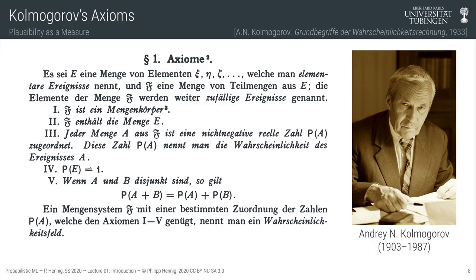Such a system of sets with this function P, if it fulfills these 5 axioms, Kolmogorov says, we will call a Wahrscheinlichkeitsfeld, a field of probabilities. Now, if you don't like reading this in German, I'll now do this again in English.